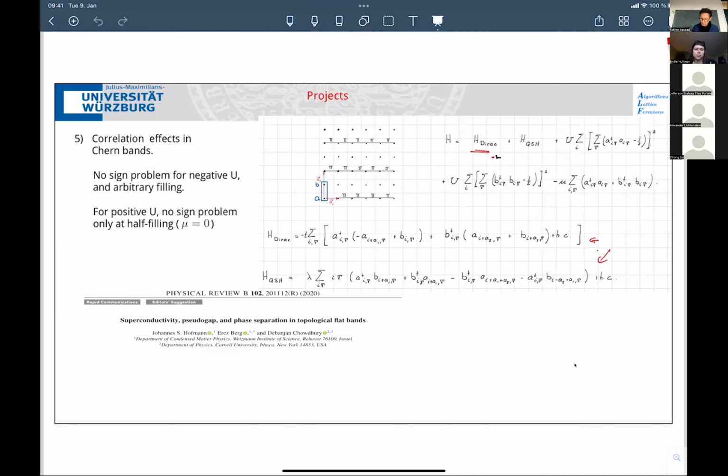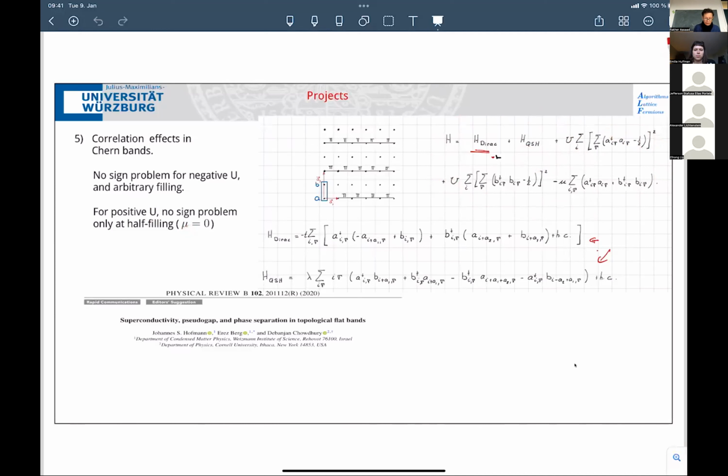So U would be negative, and then you can dope with a chemical potential, and you can show that this model, because of what Emilie showed today, once you do the formulation, has time reversal symmetry, right? That you have no sign problem at any U, at any negative U, right? If you have a positive U, then you need to have a chemical potential of 0.